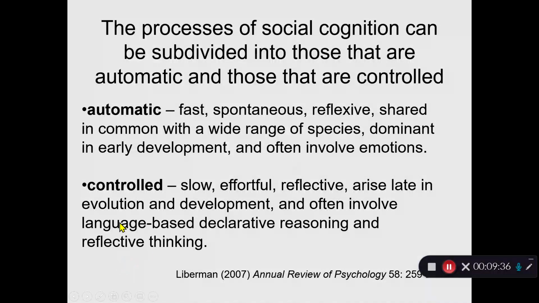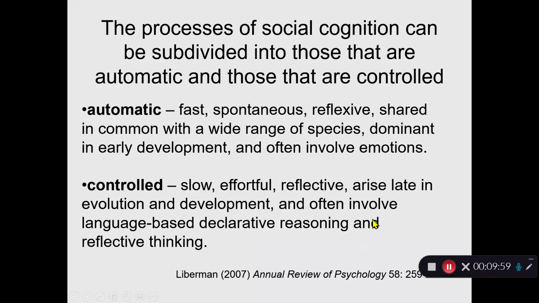On the other hand, controlled processes are slow, effortful. They require effort and reflection. They arise late in evolution and development. So we have the best controlled processes as human beings, and we don't have good controlled processes when we are young. We have to develop them, and we'll talk about the development of controlled processes later in the course.